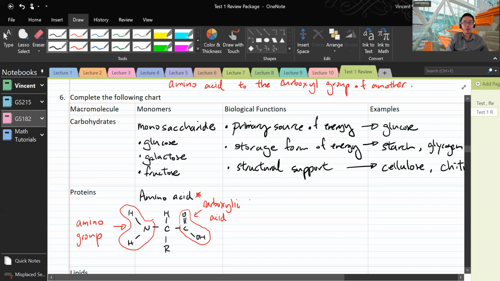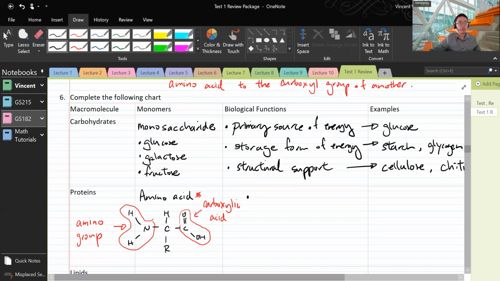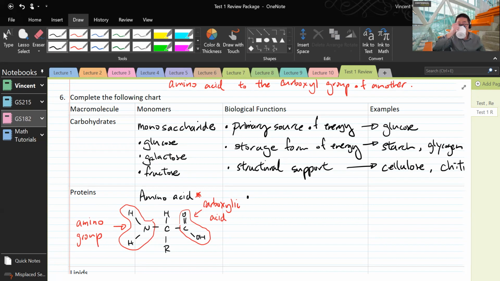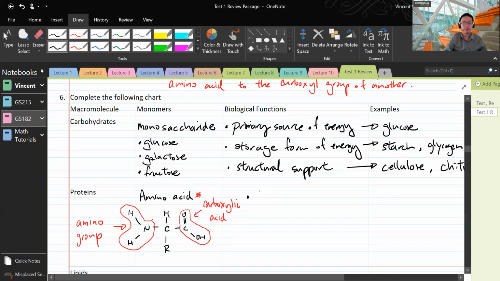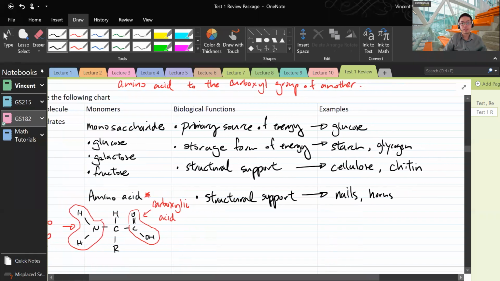Biological function. What are some biological functions for proteins? There are a lot. So again, give them to me. I'll write it out. Structural support from Mora. Yep. Structural support. So an example of that would be like nails, horns, that kind of stuff. Right?